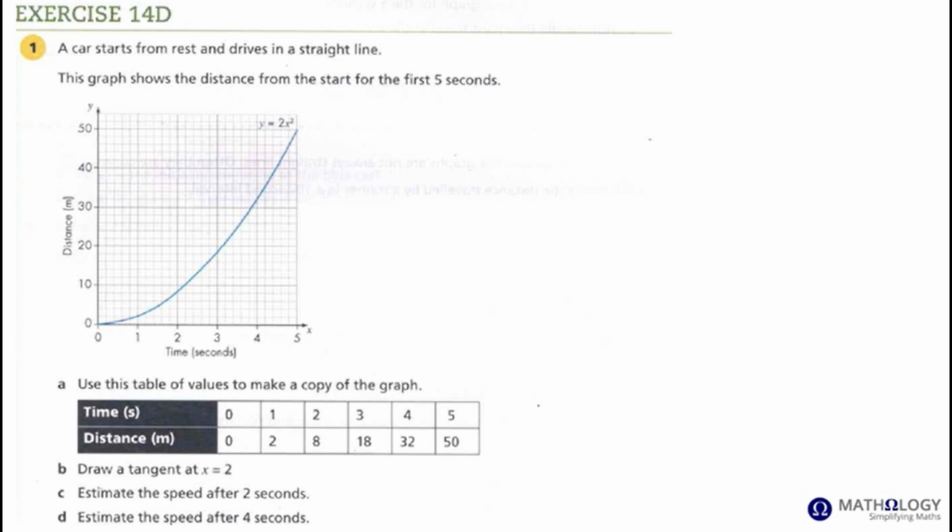Okay, question 1. A car starts from rest and drives in a straight line. A graph shows the distance from the start for the first 5 seconds. Use this table of values to make a copy of the graph. Draw a tangent at x equals 2.